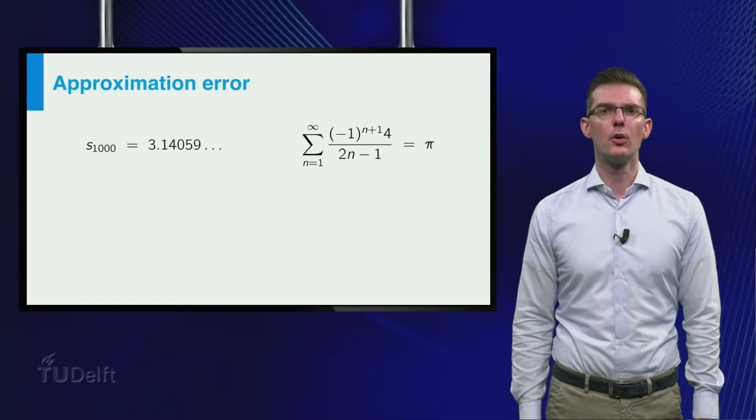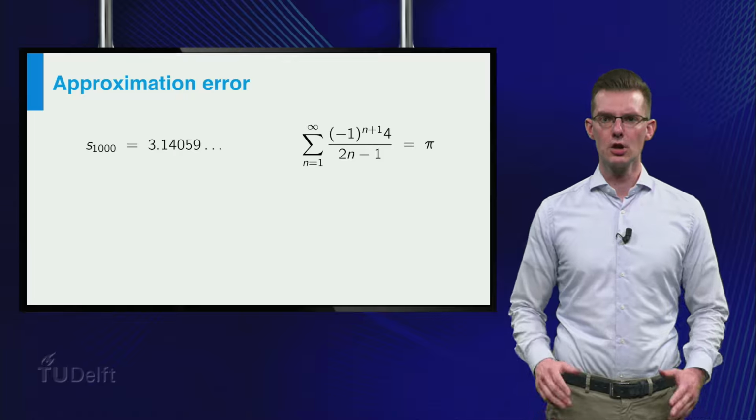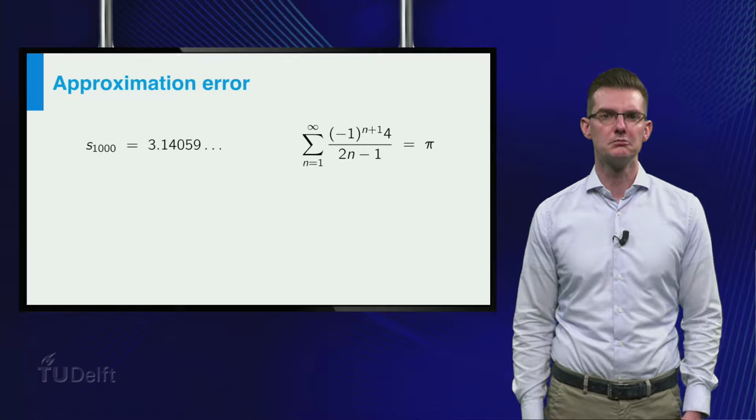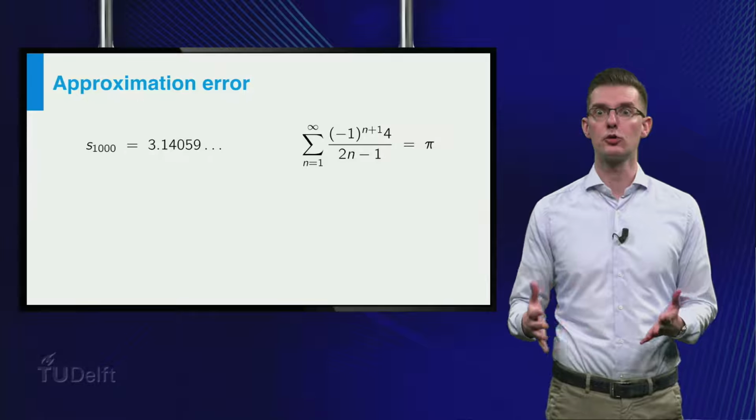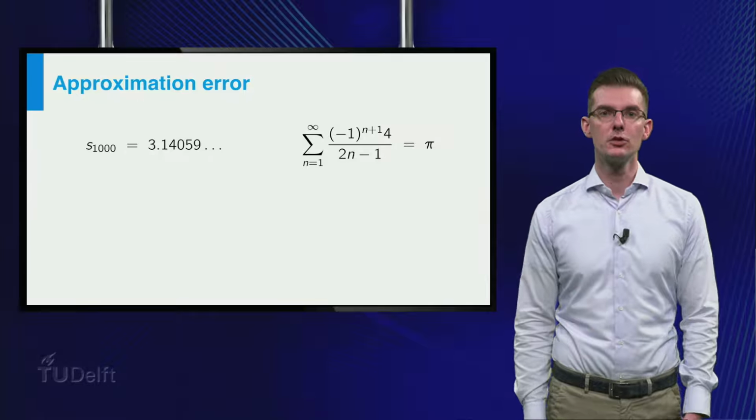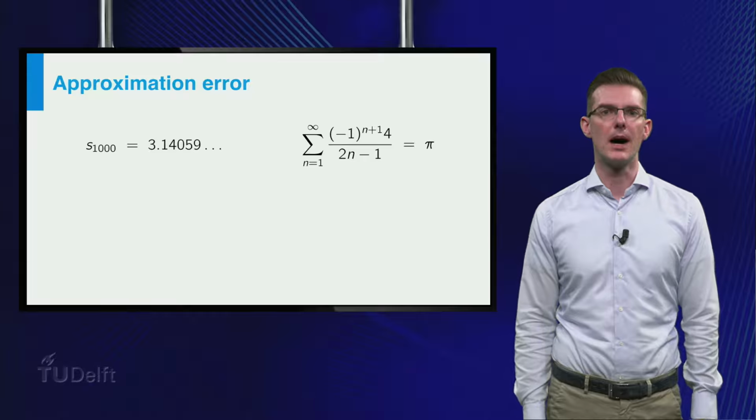The value 3.14059 is thus an approximation of the number pi. But is it a good approximation? What is the approximation error? What is the difference between this value and the number pi? Well, let's take a look.